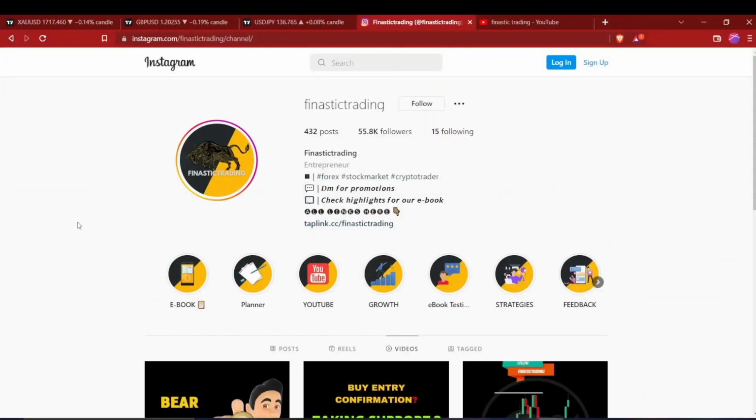So that was it for today, everyone. This is the MACD indicator strategy. Before you start using the strategy, you should go and backtest it yourself.